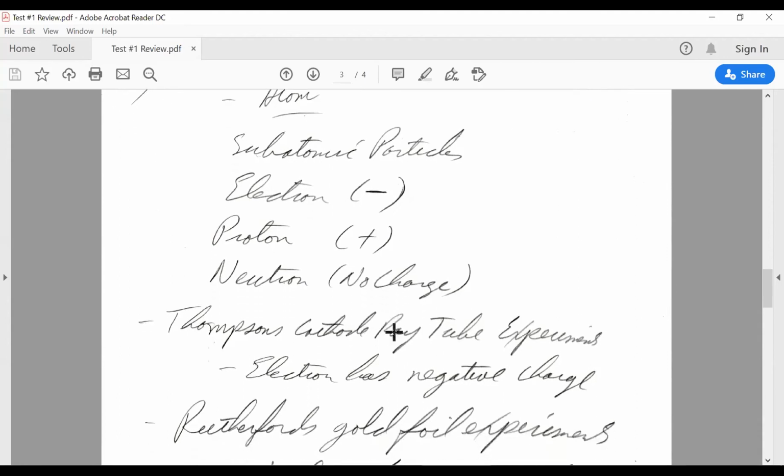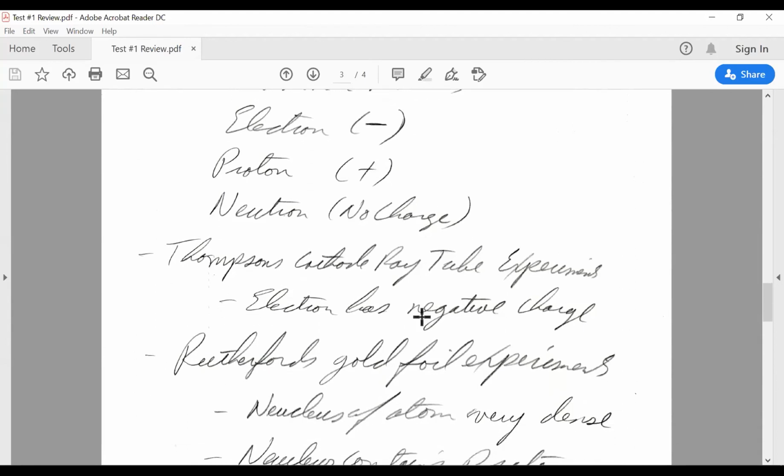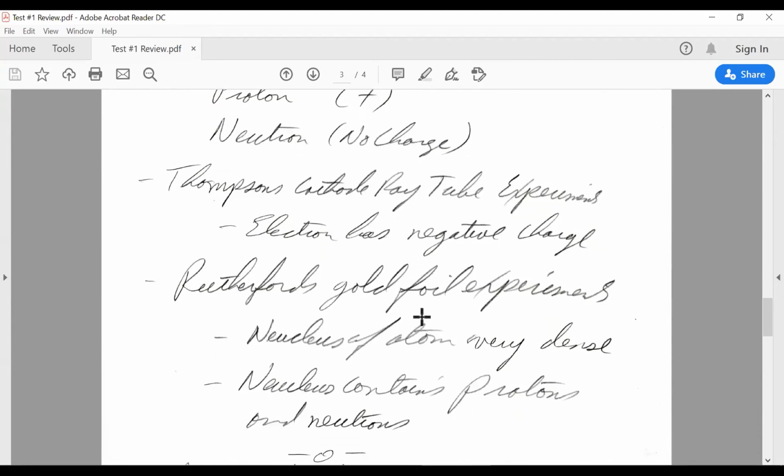I talked about Thomson's cathode ray tube experiment. The key thing there, it showed that electrons have a negative charge. I talked about Rutherford's gold foil experiments. And the key thing there, and I believe on test 1, I asked you a question about that, is that the nucleus of an atom is very dense. And you should know that the nucleus contains protons and neutrons.